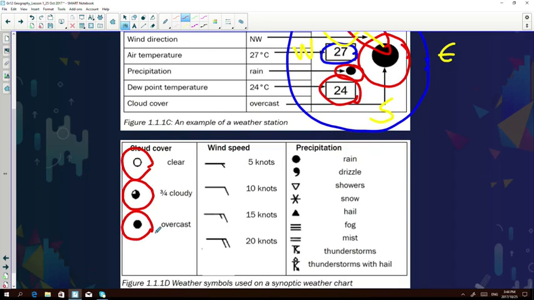The wind speed is measured in knots. 5 knots, very importantly, is drawn like this. 10 knots, like that, and 15 knots, a long and a short one attached to the direction of the wind.